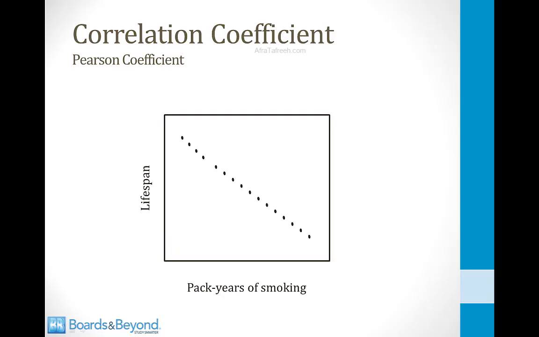Now, in reality, we know that many things determine lifespan. Smoking is certainly a factor. The more you smoke, the earlier you may die, but many other things also matter as well. So the real data would actually look something like this. There'd be a lot of scatter, although there would be a general downward trend so that the longer you've smoked, the fewer years you lived.